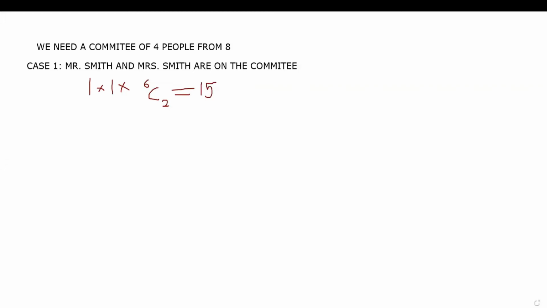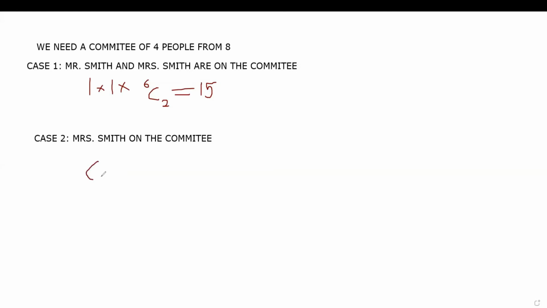Then we can look at case 2. Case 2 is that Mrs. Smith will join the committee even without her husband. So let's look at Mrs. Smith on the committee. So if Mrs. Smith is on the committee, then Mr. Smith does not join. So let's look at how we do this now.